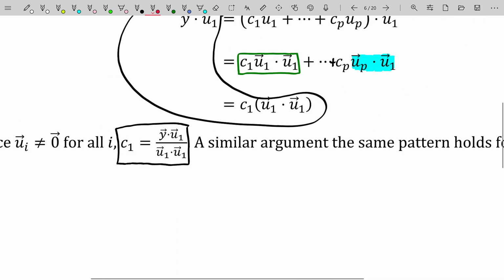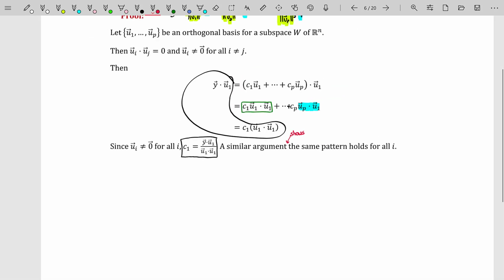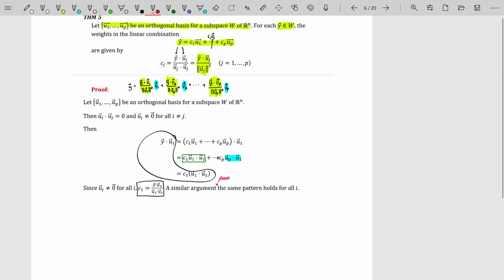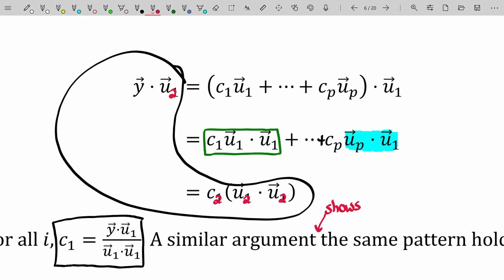Anyhow, a similar argument shows the same pattern holds for all i. Sorry, I guess I have a few typos in my lecture notes. I'm fixing them as I'm lecturing. But there we go. So had I started this argument with u sub 2 instead of u sub 1 dotting against y, in the end, I would have gotten that c sub 2 would equal y dotted with u sub 2 divided by u sub 2 dotted with u sub 2.